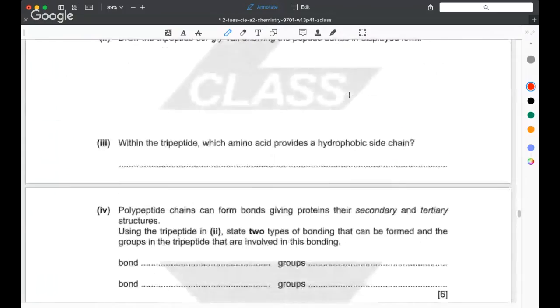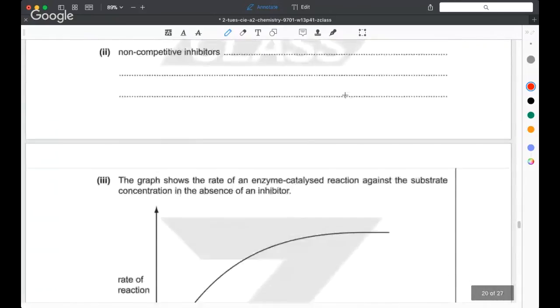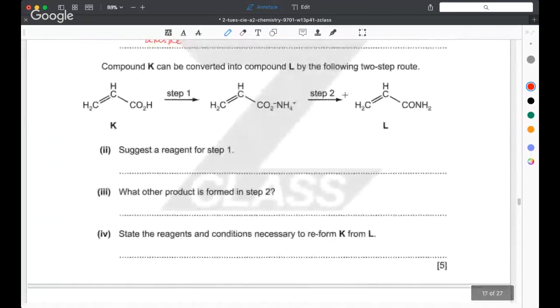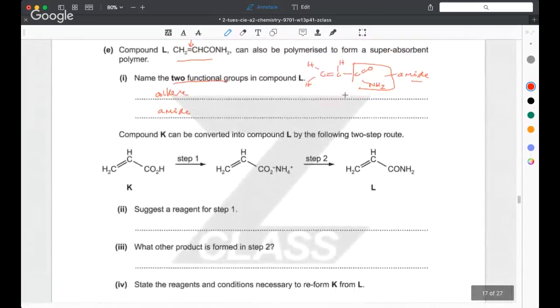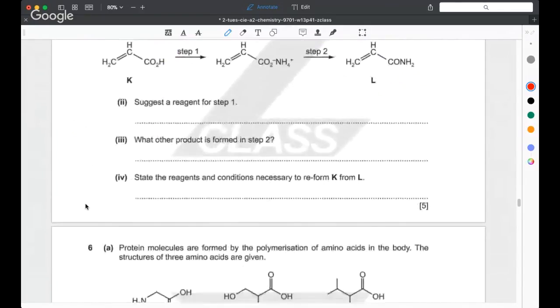Okay, I want to make sure there's something I wanted to cover down here particularly. I think the mark scheme covers this next bit quite well. You can just look that up.